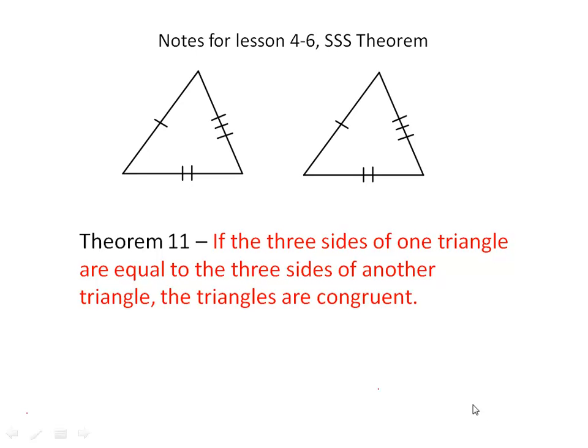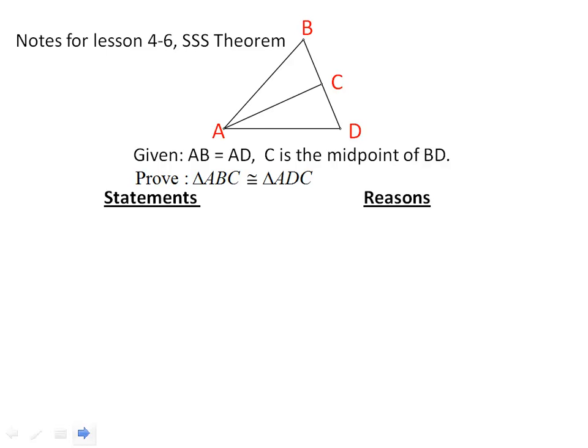Lesson 4-6, the SSS theorem, that's side, side, side. You use it just the way you use the side, angle, side, and the angle, side, angle. So theorem 11: if the three sides of one triangle are equal to the three sides of another triangle, the triangles are congruent. So here's an example of how you would see it in a proof.